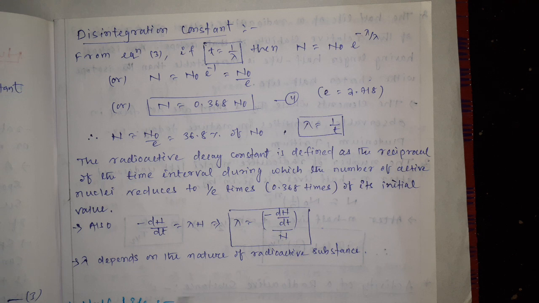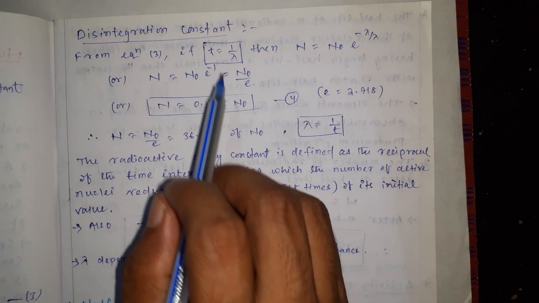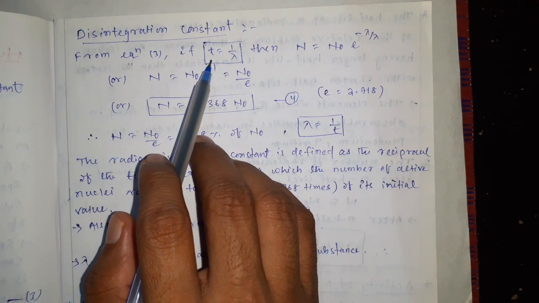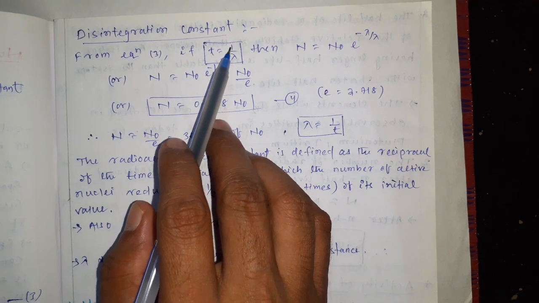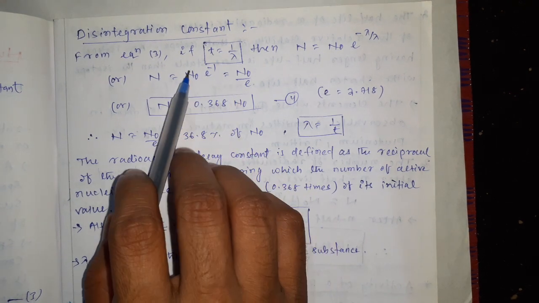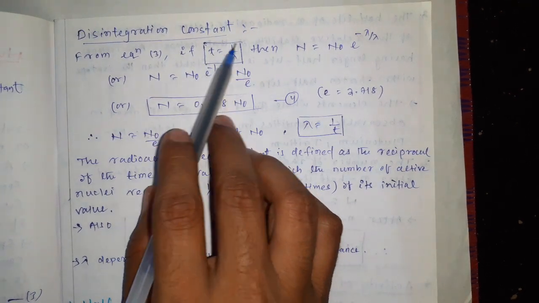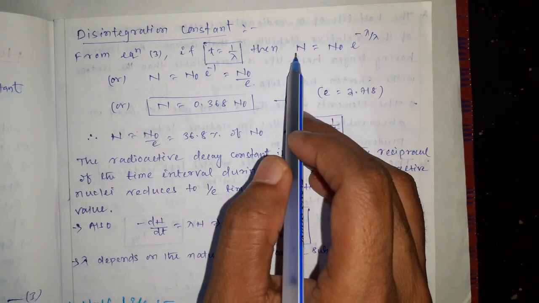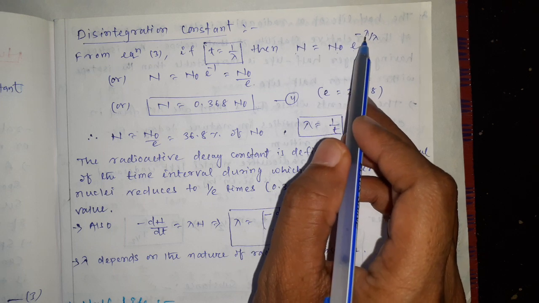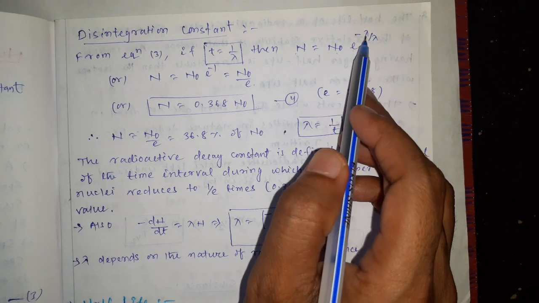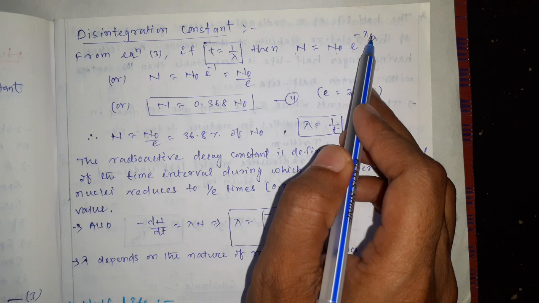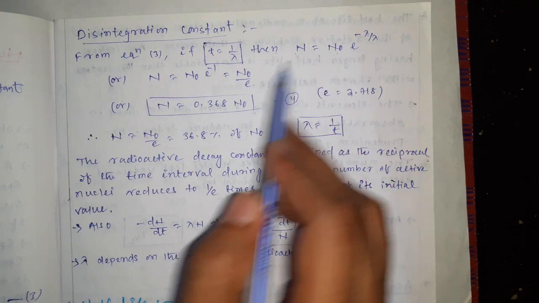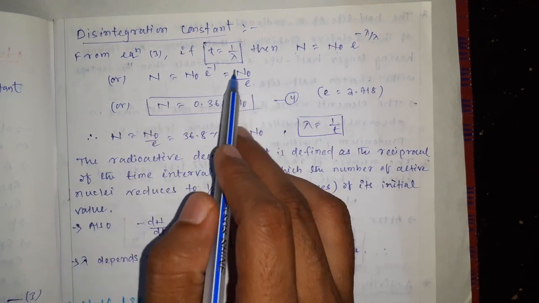Previously we mentioned that N equals N0 e to the power minus lambda t. So we'll find the value of t, which equals 1 by lambda. If we put t equals 1 by lambda in the equation, we can write N equals N0 e to the power minus lambda divided by lambda, because lambda t, and here I have put t equals 1 by lambda. So this becomes N equals N0 by e.